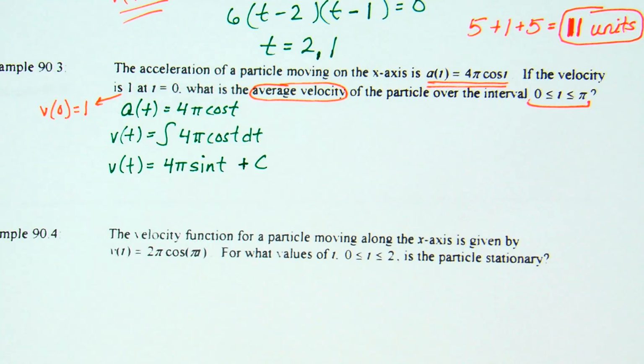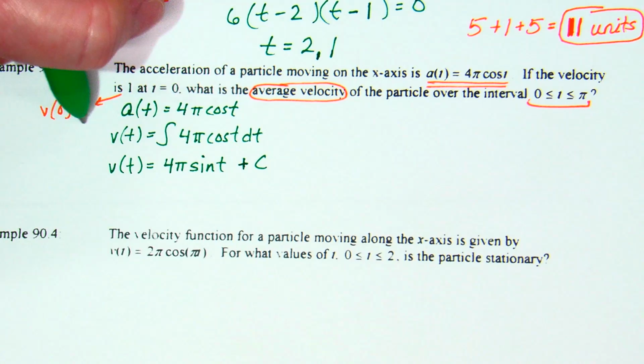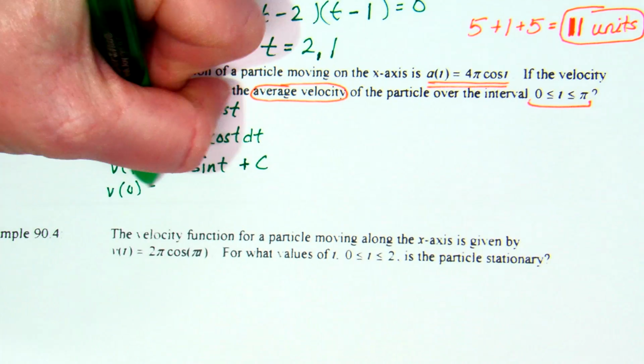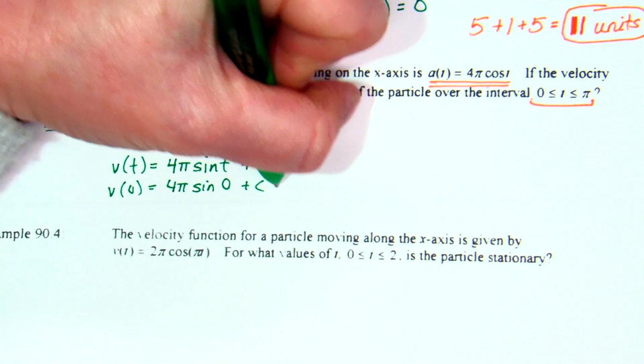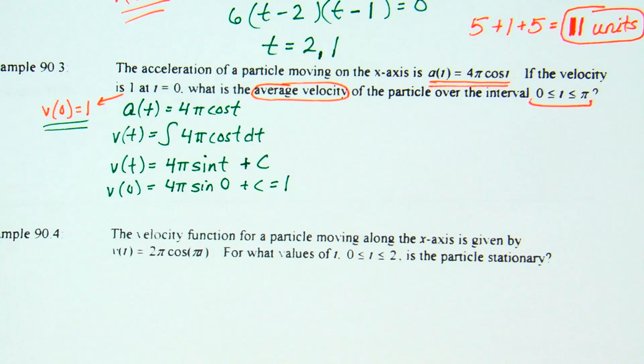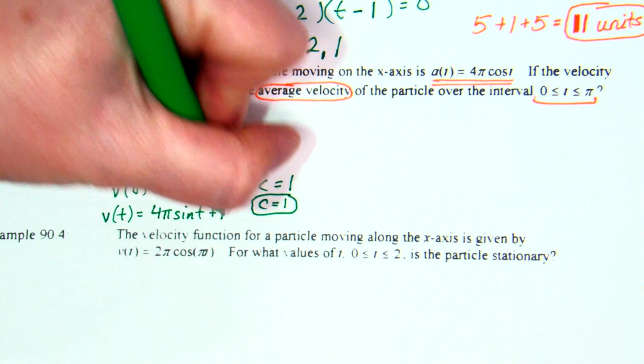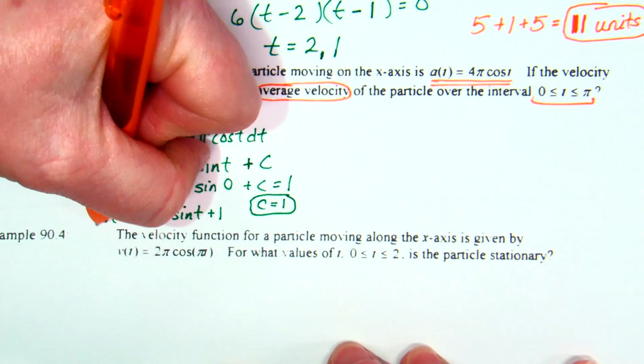How do we find c? V of 0 has to equal 1. Yeah, v of 0 is 1. So plug in 0. 4 pi sine of 0 plus c equals 1. We know the sine of 0 is 0. So that means we just learned that c equals 1. So my velocity function, v of t, is 4 pi sine t plus 1.